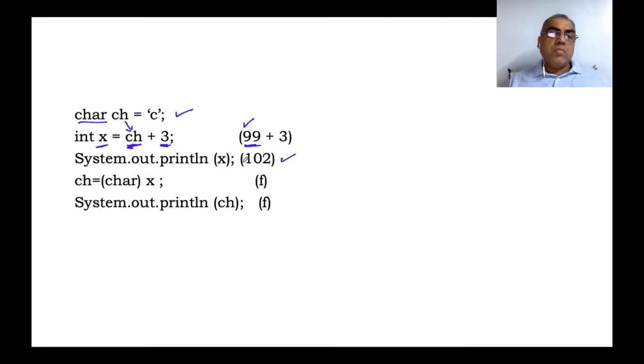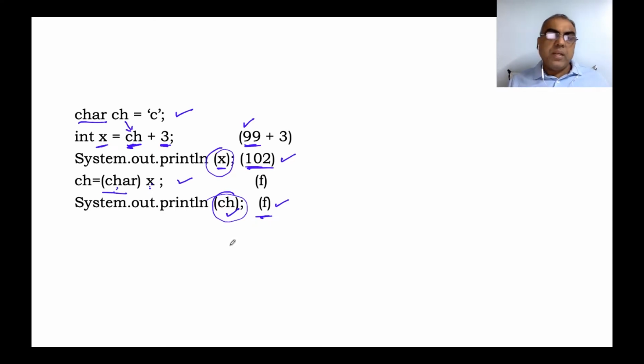However, if you want to convert that x value back into its character, you need an explicit cast. So ch, which is predefined as character type, is equal to (char) x. x is 102, so the character of 102 is f. If you print ch, you will get f as well. So your output for x is 102, and output for ch is f. This is how we learned to do casting.